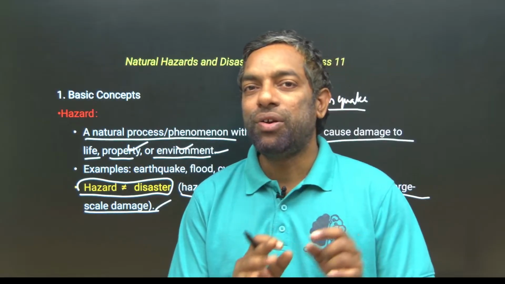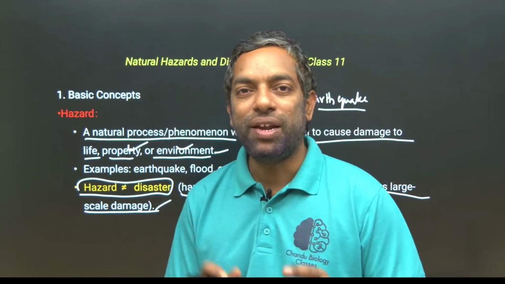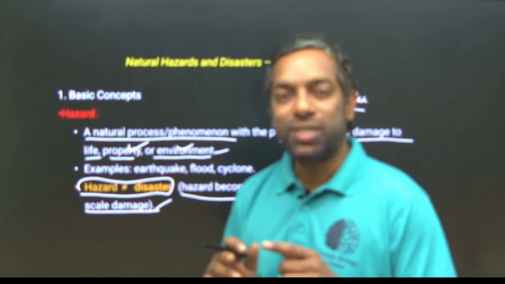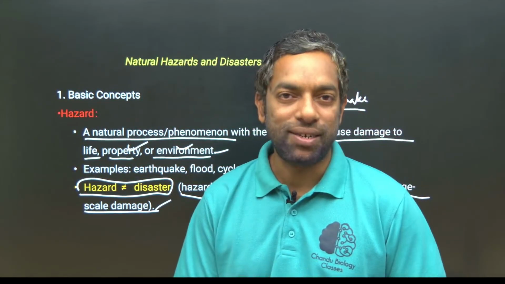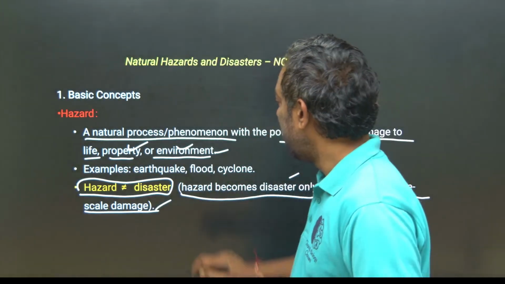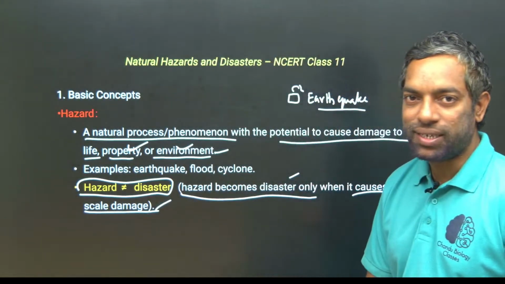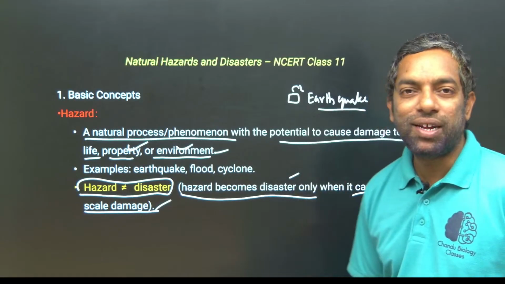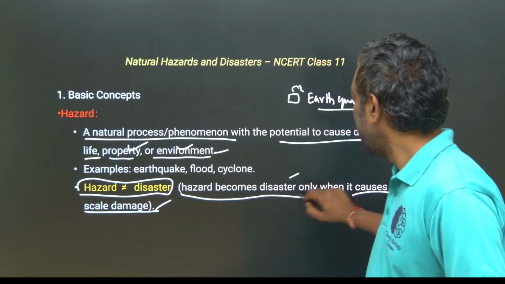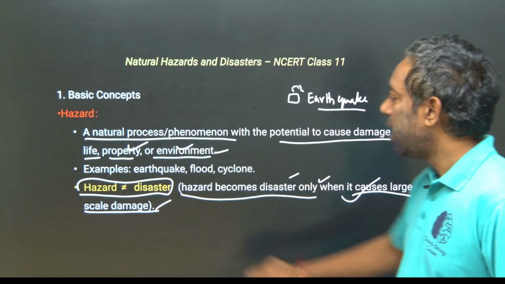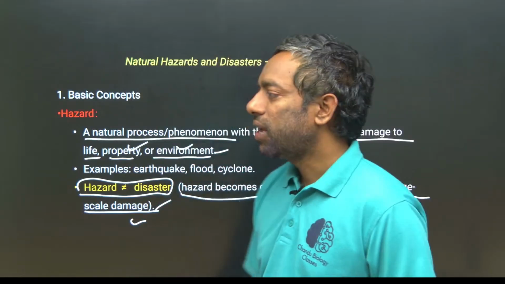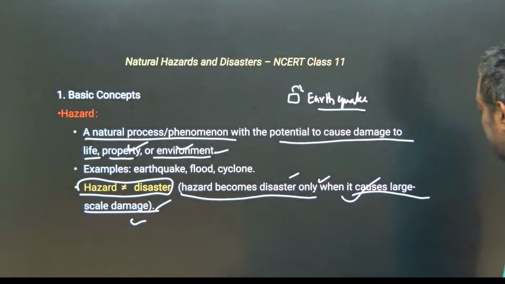A hazard becomes a disaster when most of the lives, property and environment are destroyed. Guys, hazard is not equal to disaster, but a hazard turns into a disaster only when it causes large-scale damage.